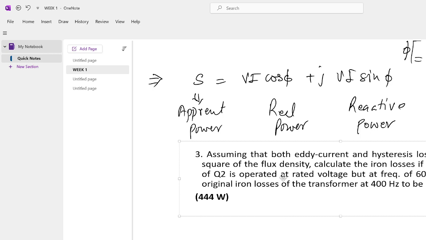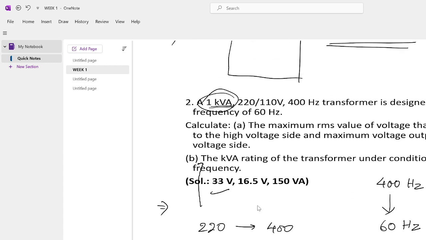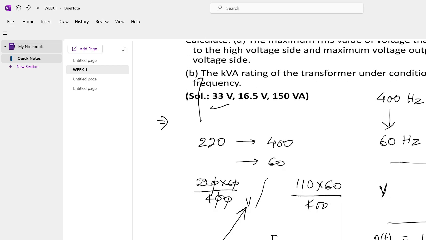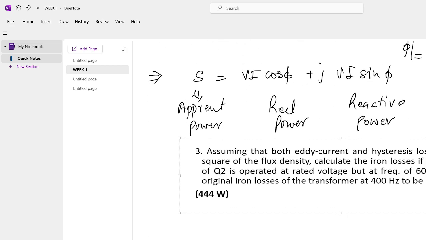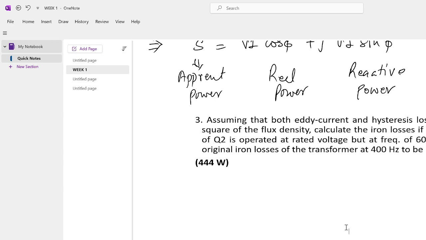But the condition is you are operating at the same rated voltage, not the voltage which you found in the previous question. You are operating at 220 by 110 volts only. Voltage ratings are the same, but the operating frequency has been changed to 60 hertz. And it is mentioned that losses are proportional to the square of the flux density. So please attempt.